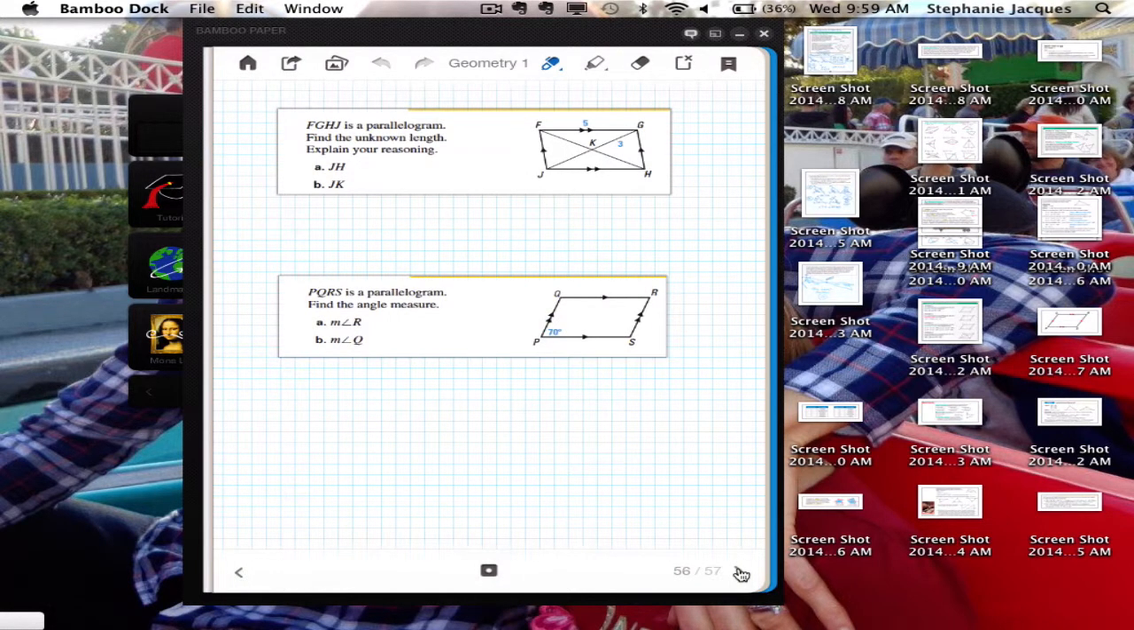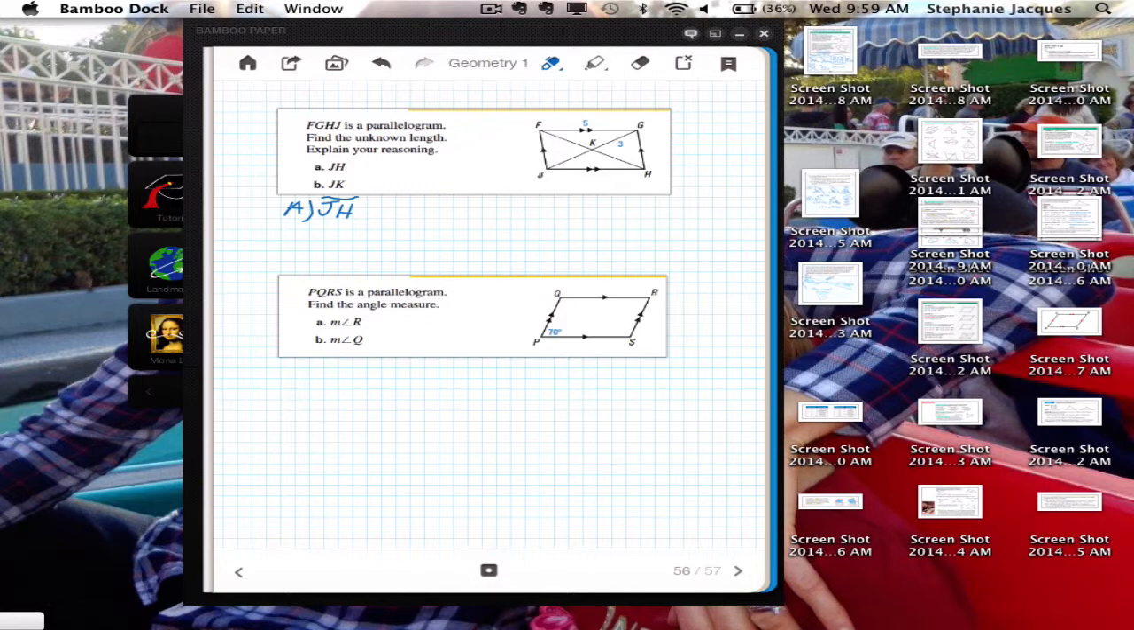So an example problem that you might face is, FGHJ is a parallelogram. Find the unknown length. Explain your reasoning. Okay, so let's look at the first unknown length. We have JH. So we want to find out what is the length of JH. So we're going to be looking at where JH is, and it's down on the bottom here.